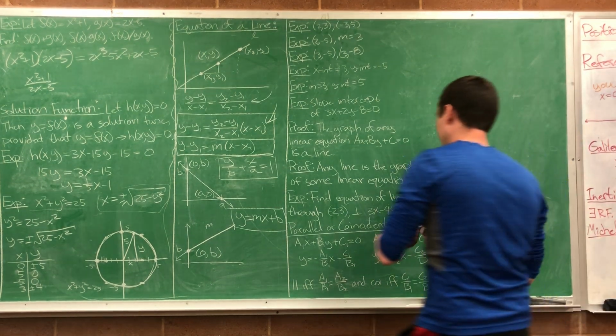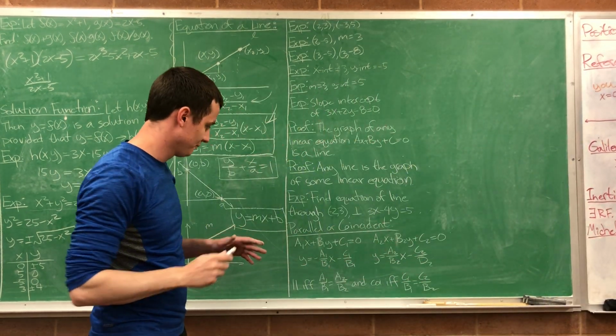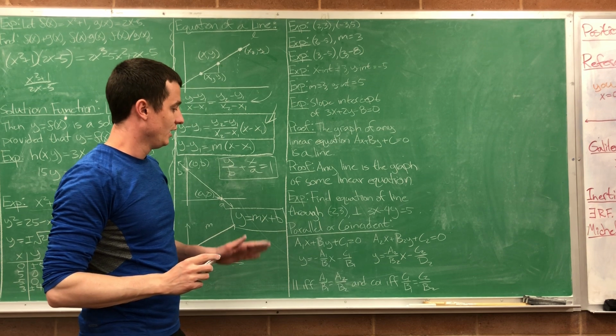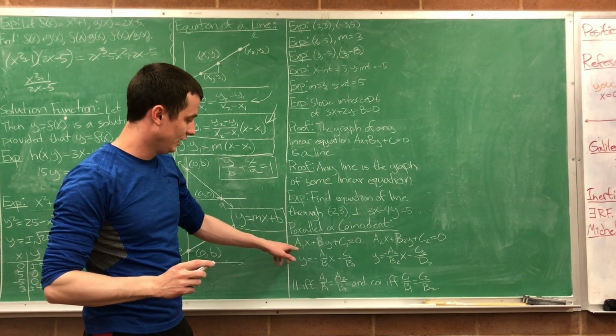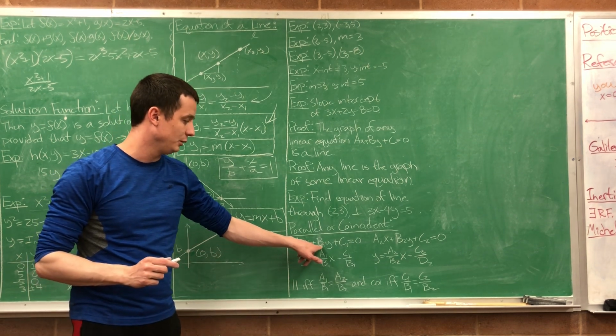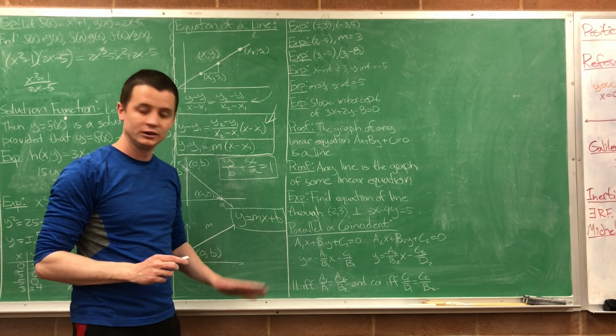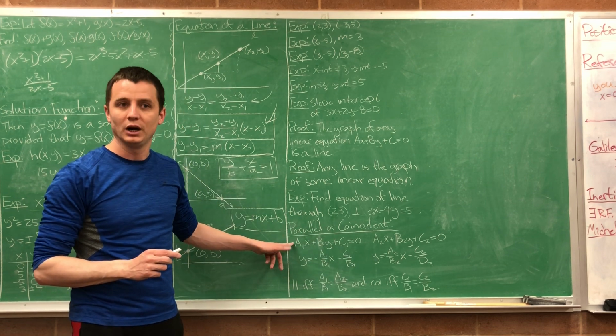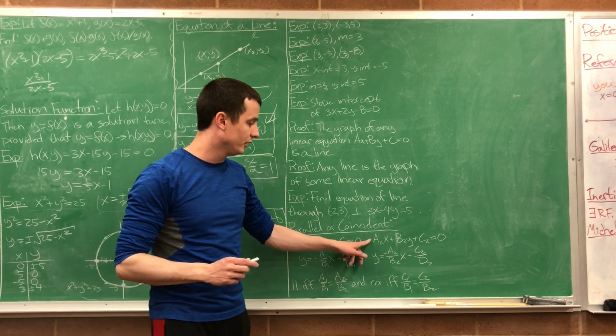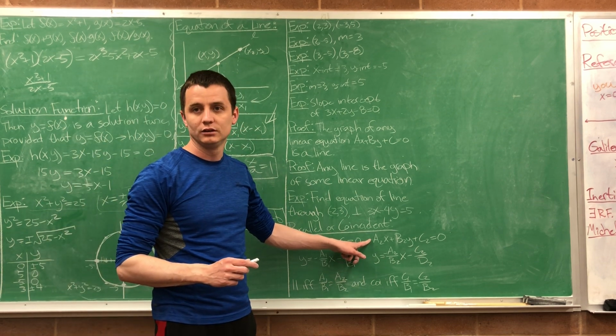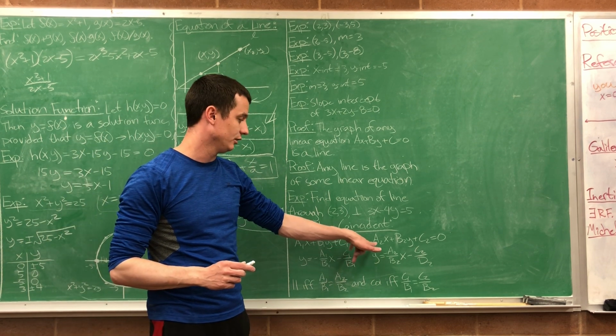Parallel or coincident lines. So let's say I have two lines. One line, a1x plus b1y plus c1 equals to 0. Some linear equation in terms of x and y. And I have some other linear equation in terms of x and y. So we have two lines right here, right?